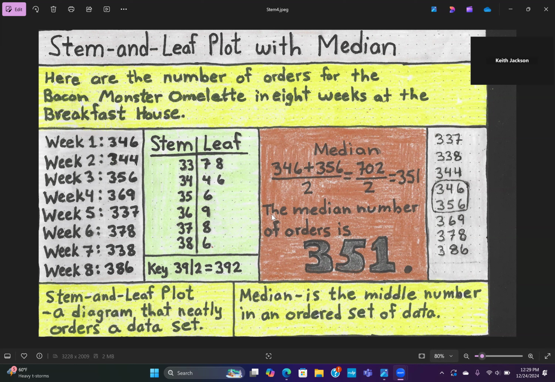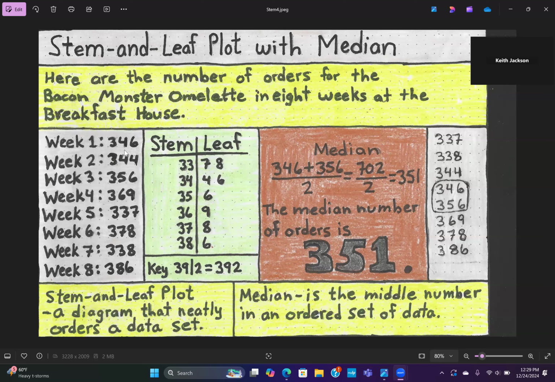All right, stem and leaf plots are good to pair with the measures of central tendency, and they are the mean, median, mode, and range. And so in this case, we're going to take a look at a popular omelet sold at the breakfast house. So here is our scenario. Here are the number of orders for the bacon monster omelet in 8 weeks at the breakfast house.